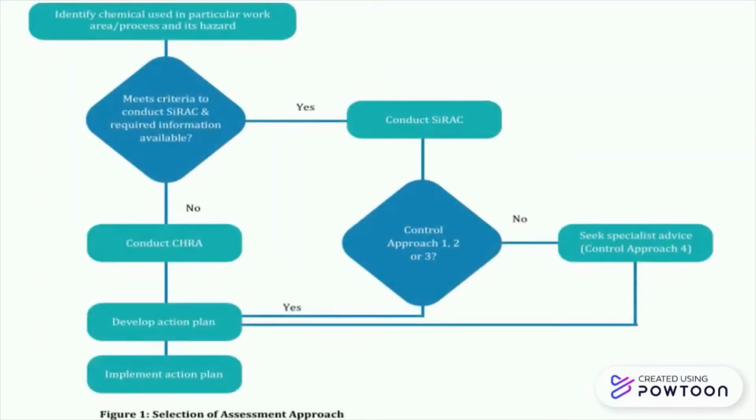The second situation is when we meet criteria to conduct SYARAH and the required information is available, we will conduct SYARAH and then we will see the control approach 1, 2 or 3. If no, we seek specialist advice, control approach 4, and then we develop an action plan and implement the action plan.